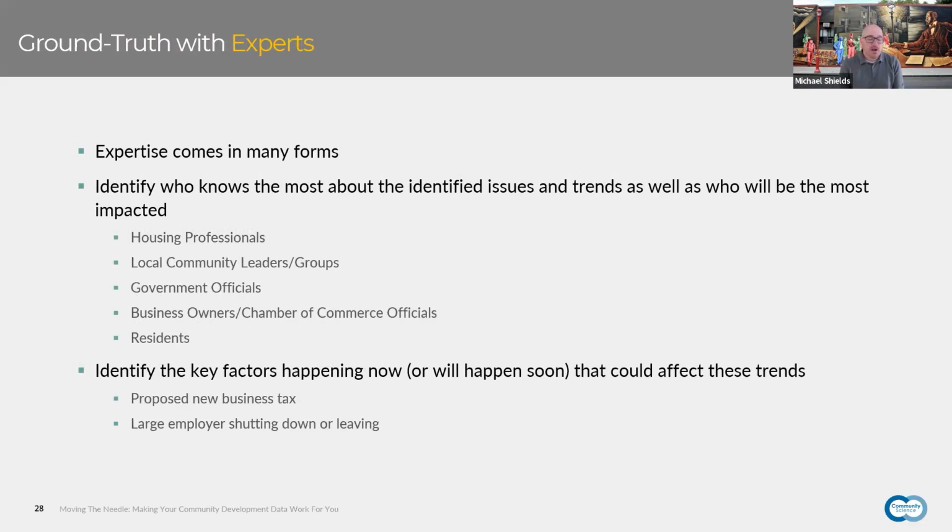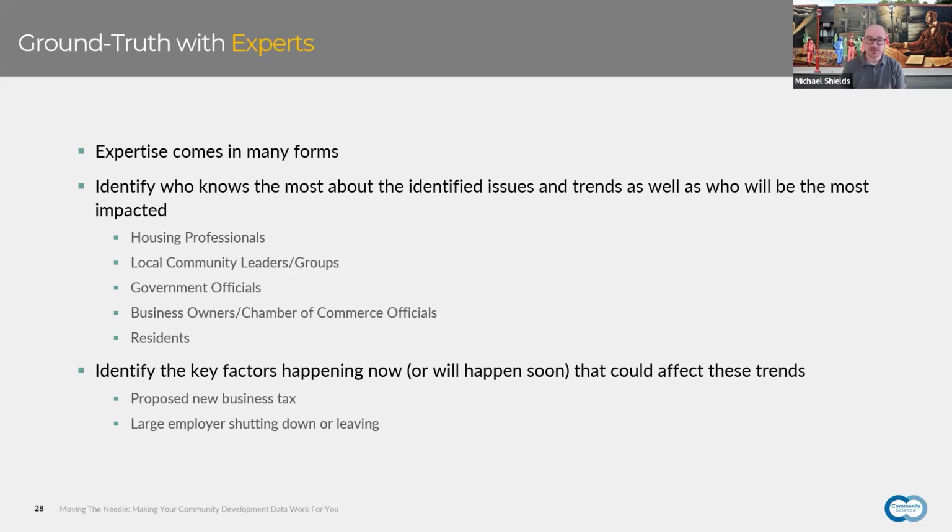From calculating the trends, we go to the third step, which is ground truthing with experts. This is where you get the local context. And I say expertise comes in many forms. This is not about needing to learn about all the housing or talk to every PhD that studies housing. That's not what I mean when I'm talking about experts. Expertise comes in many forms, and we find that experts are those who are most knowledgeable about the identified issues or trends, those who will be the most impacted by them.